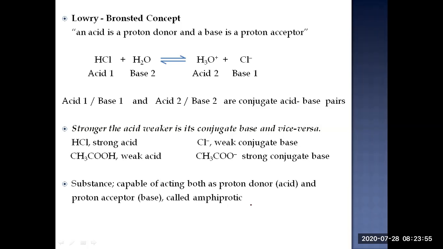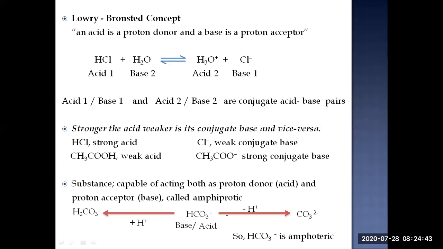Take an example, bicarbonate. Bicarbonate can donate a proton, and it can also accept one to become carbonic acid. If it donates H plus, it becomes carbonate, so it is acting as an acid. Now consider bicarbonate accepting a proton, plus H plus, then it becomes carbonic acid, H2CO3. Since it accepts a proton, it acts as a base. So HCO3 minus is an amphoteric substance.